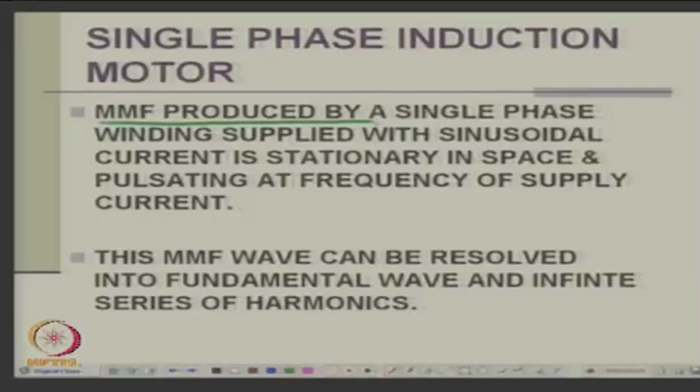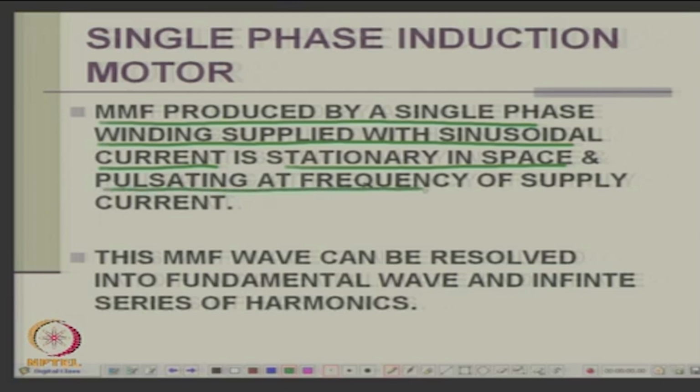Now, we are saying that MMF produced by a single phase winding supplied with sinusoidal current, no time harmonics, is stationary in space. This is a statement and this you know, and pulsating at the supply frequency. So, it is a magnet which goes on pulsating, but the axis is not changing. It is a standing wave, goes on changing, sometimes becomes north pole, sometimes south pole.